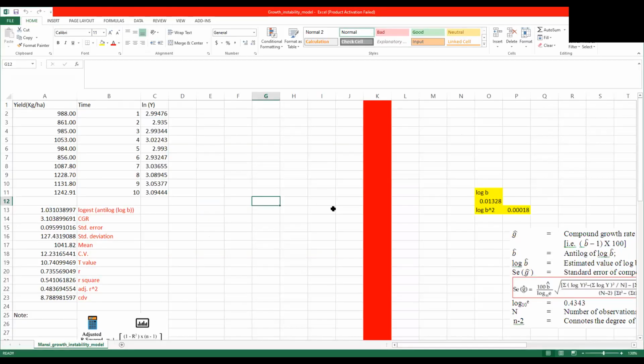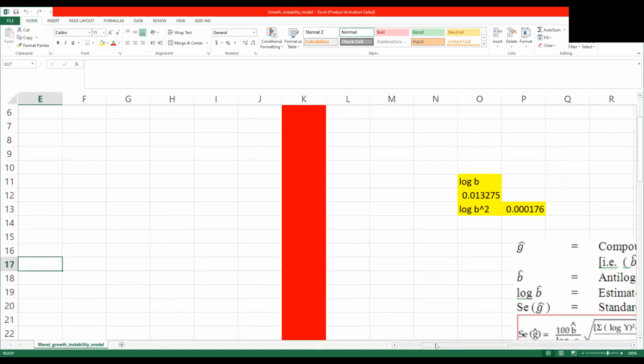Yes, I feel you're able to see the screen. Okay, let me enlarge it. Okay, now it is more clear, it seems, right?